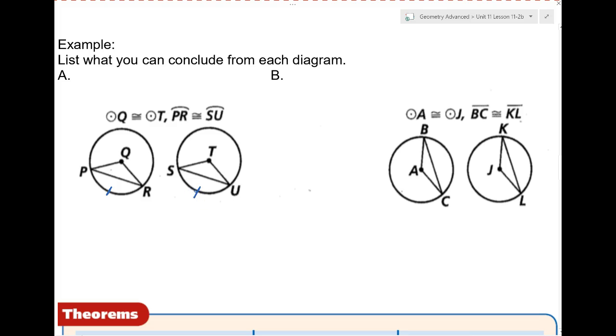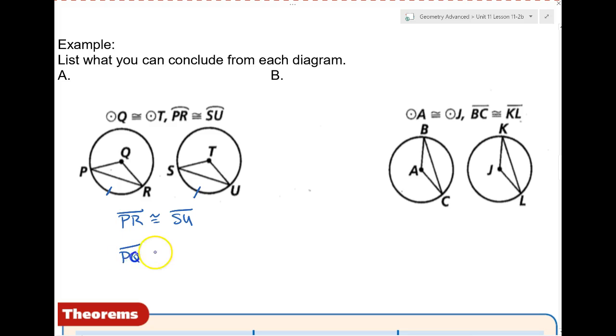Start talking to me. What do we know? You said PR is congruent to what? Yep. Segment PR is going to be congruent to segment SU. Keep talking to me. What else can I assume? All right. The radii are going to be the same. And I'm going to actually just leave a little bit of space there, but that's totally correct.